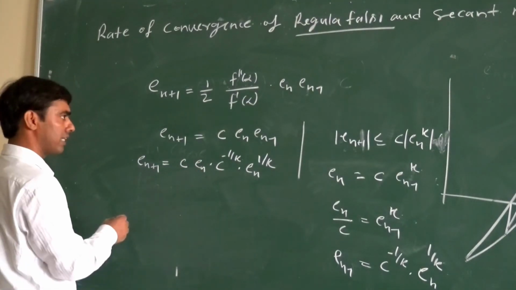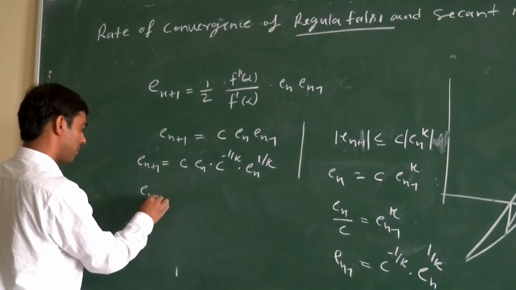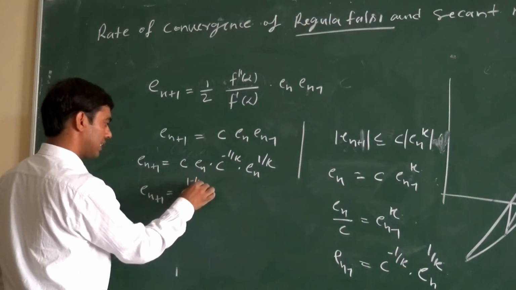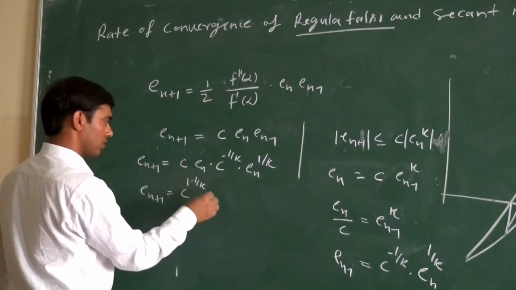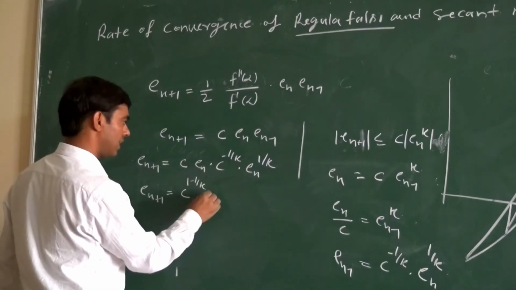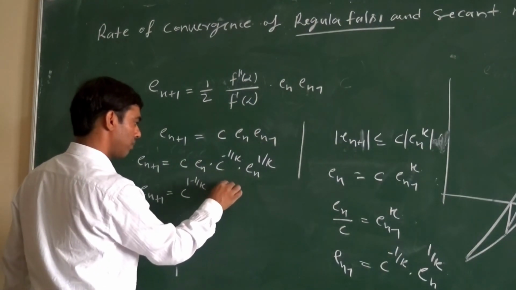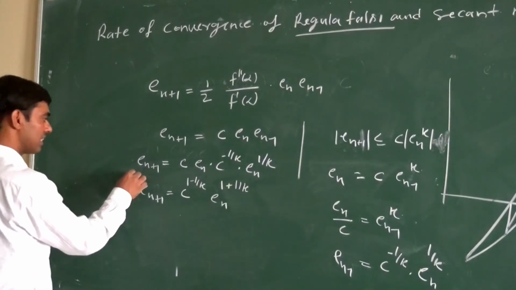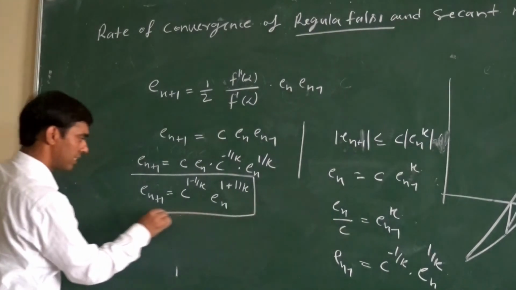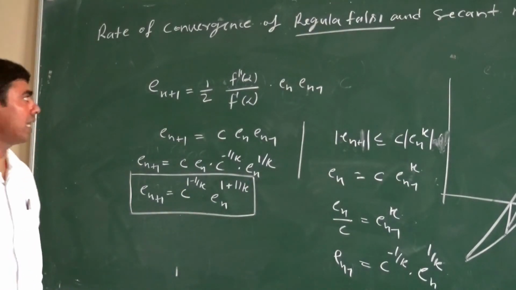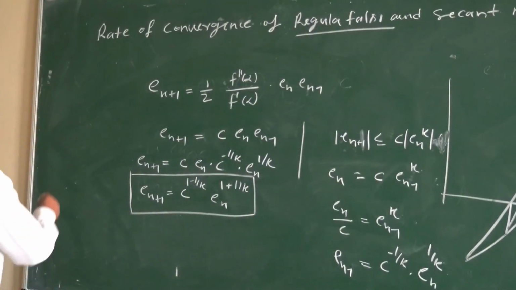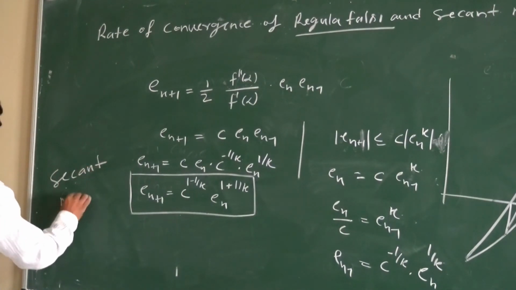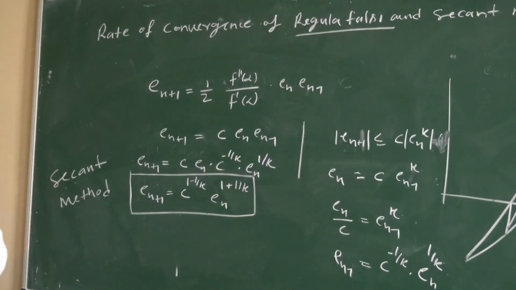Now we try to simplify this. e_{n+1} equals c to the power 1 minus 1 by k, and with the help of these two terms, this becomes e_n to the power 1 plus 1 by k. So this one is a relation between e_{n+1} and e_n in the case of the secant method.